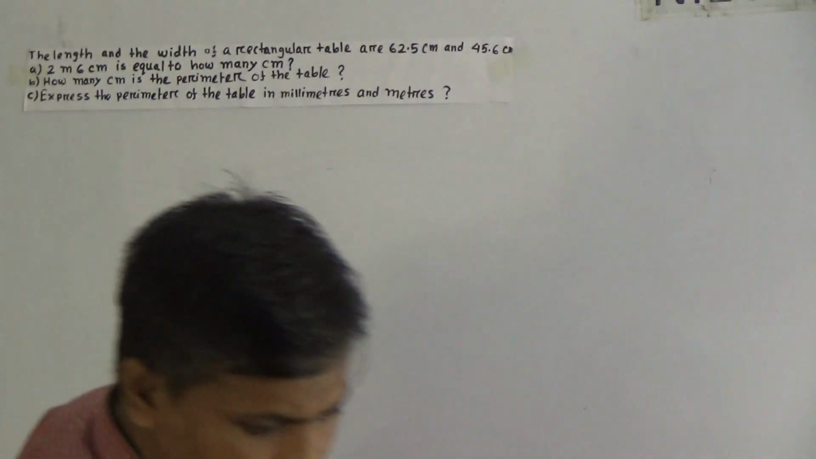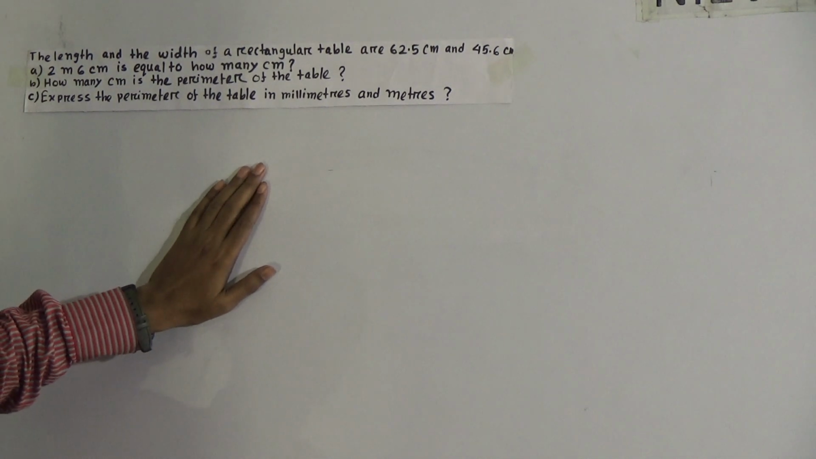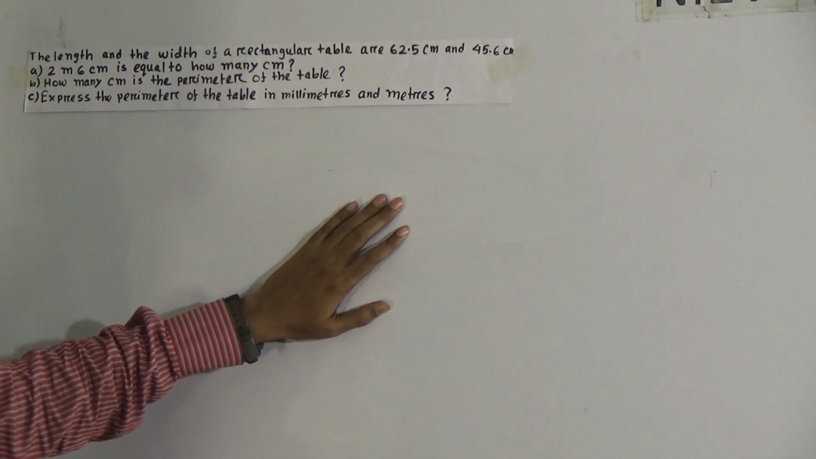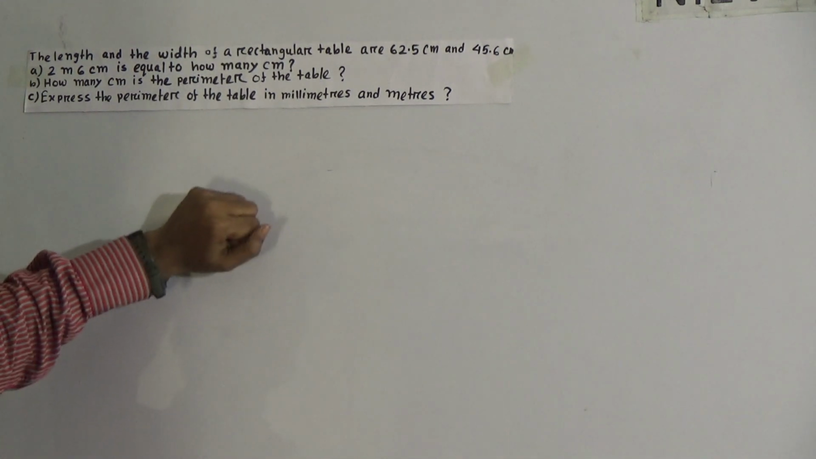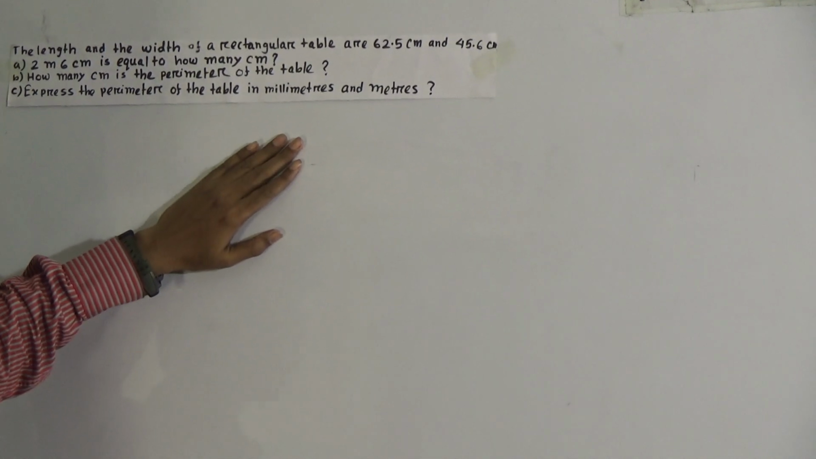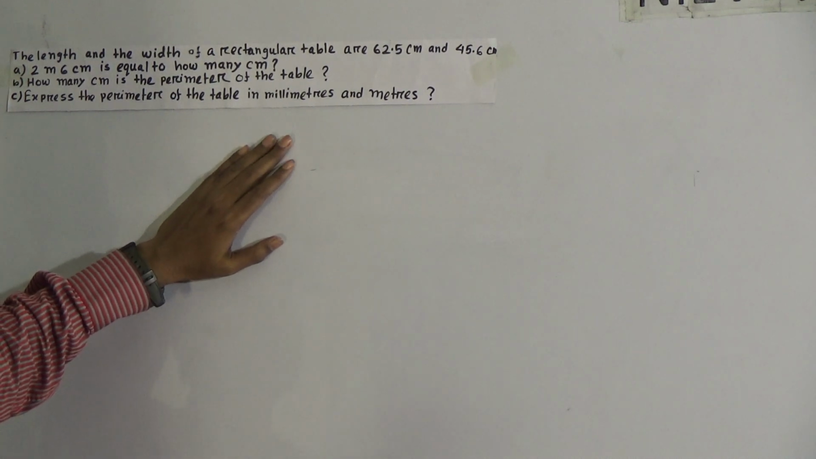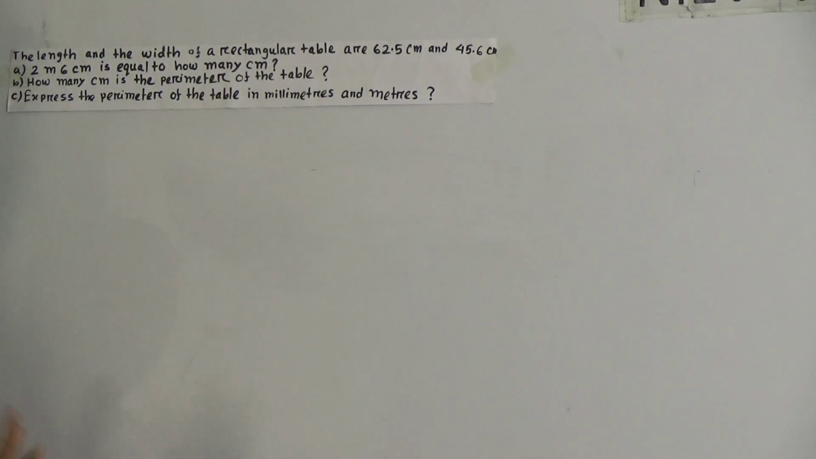Okay, student, in the previous class you know 1 meter equal to 100 centimeter and 10 millimeter equal to 1 centimeter. Okay, on the basis of this discussion, I will solve at first the A number.